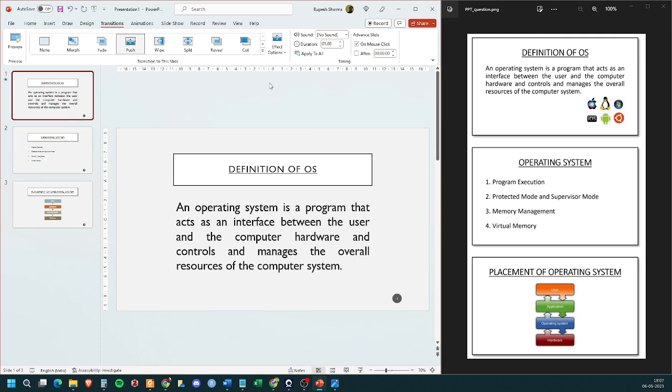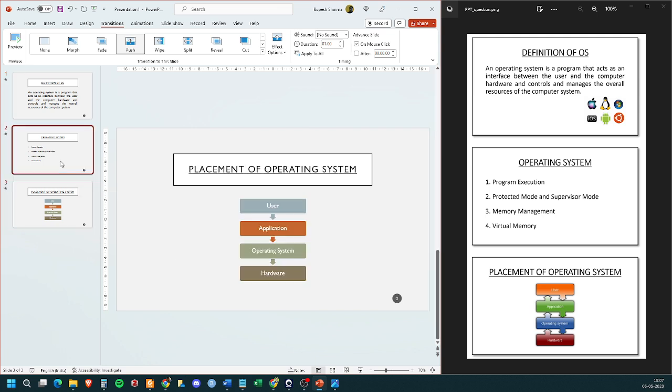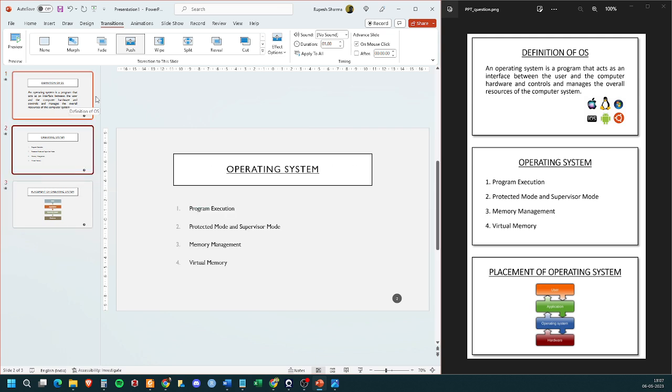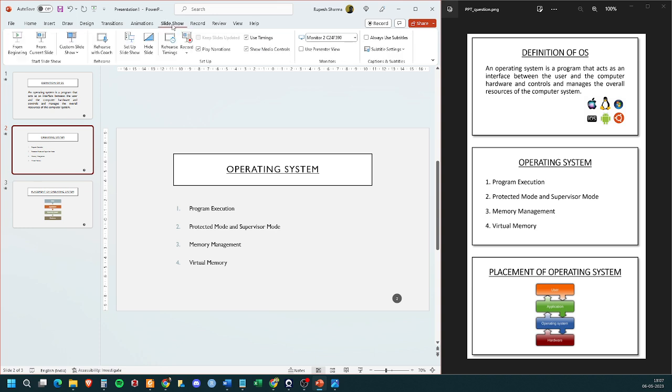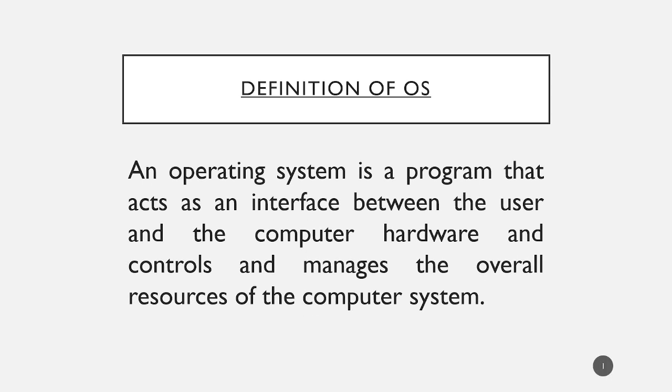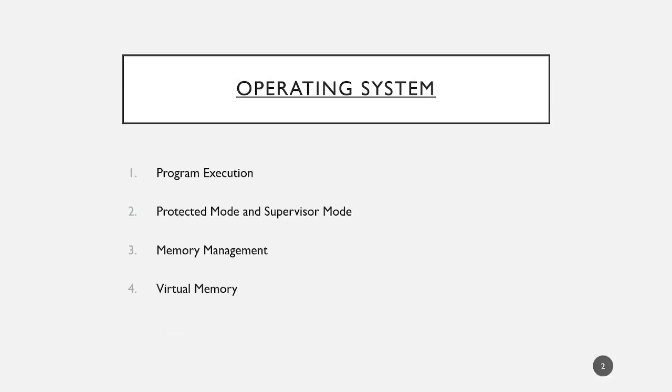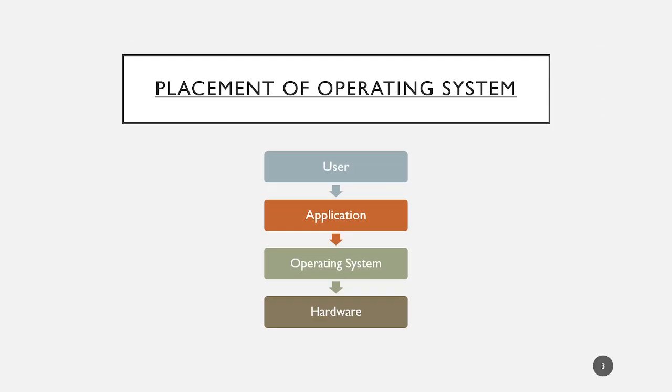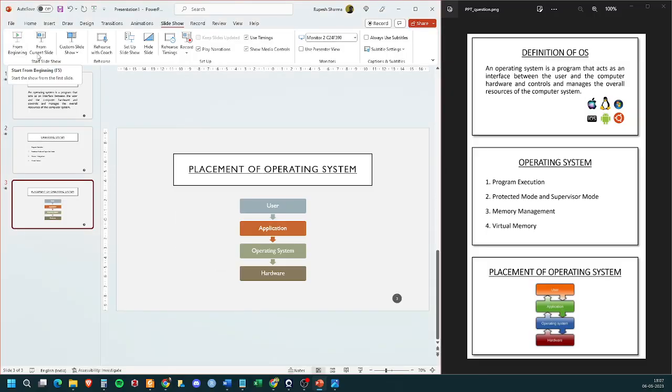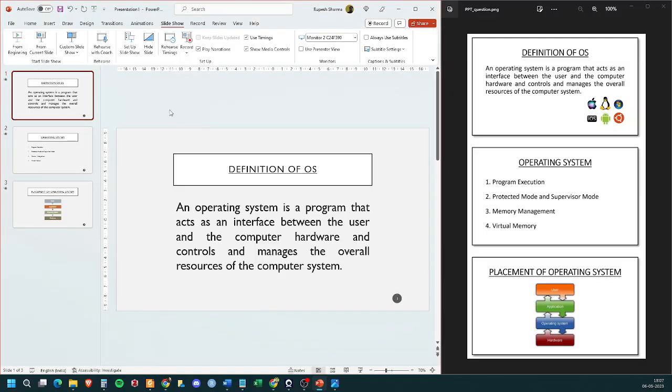If you want to apply it to all, then click on Apply to All and all your slides now will have transition animation. How to check whether it has been applied or not? Go to Slide Show and click here on From Beginning, and you will see now that your slides have a transition. All right, transition animation is a major portion.